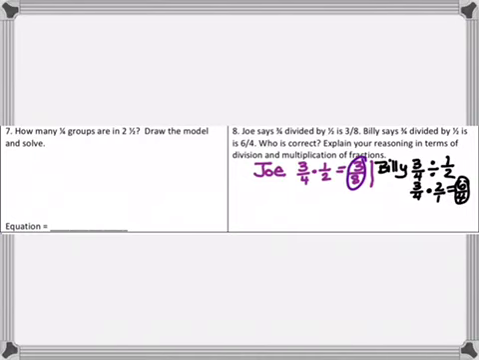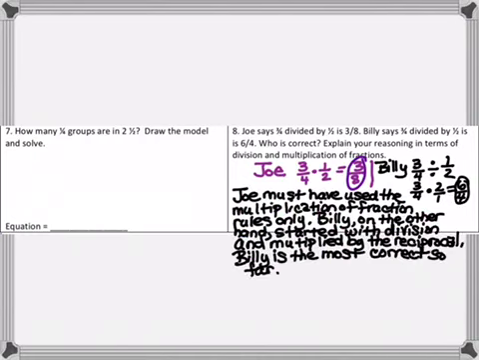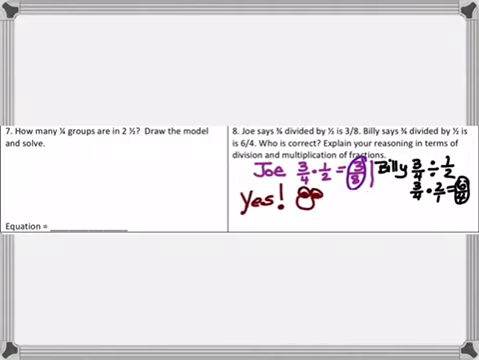So my sentence would look like this. I could write, Joe must have used the multiplication of fraction rules only. Billy, on the other hand, started with division and multiplied by the reciprocal. Billy is the most correct so far. Keyword being so far. Is there something that Billy could have done to make his problem even more precise? Yes should be your answer.